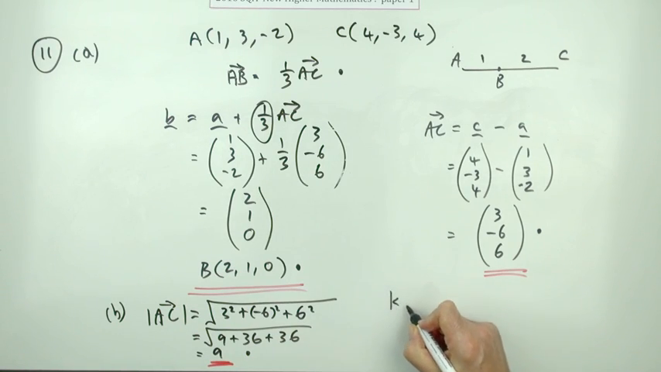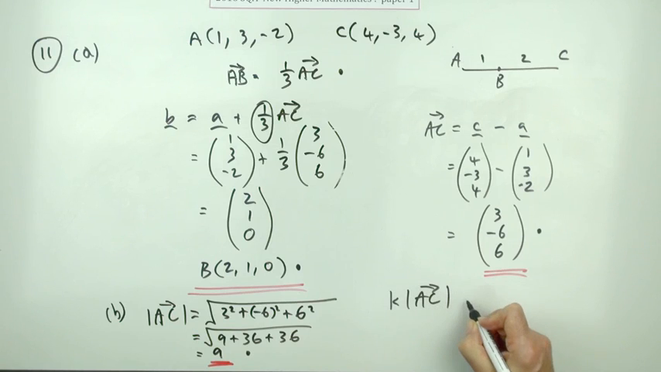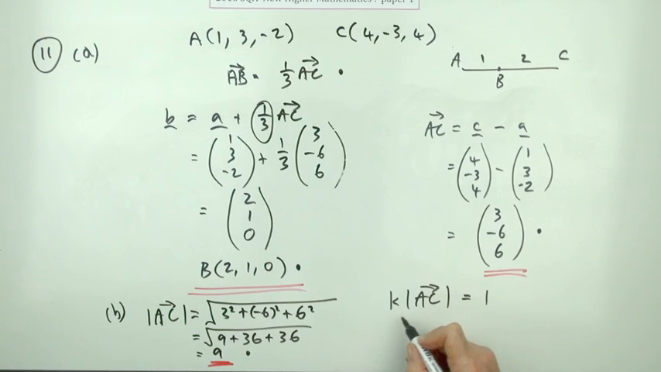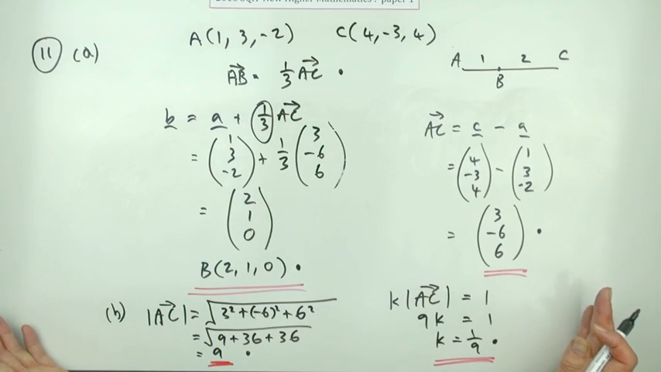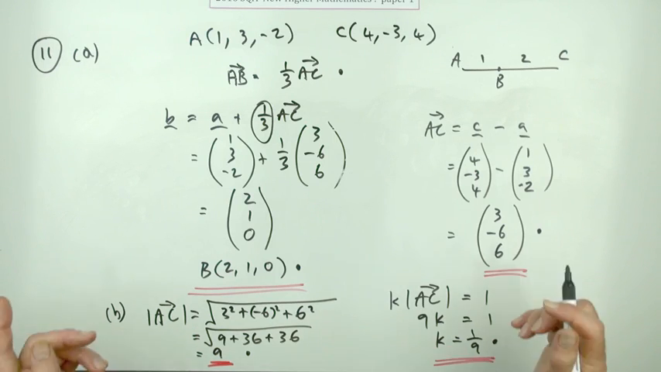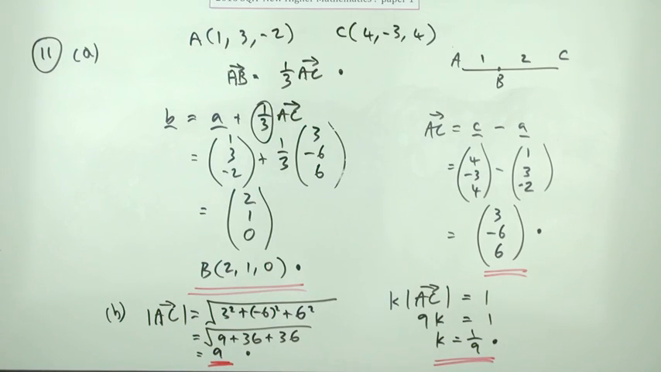So if it says K times the magnitude of AC should equal 1, that means K times 9 should equal 1, since the magnitude of AC is 9, which means K equals a 9th. And that's the third mark. Of course, this question was equivalent to saying, find a unit vector parallel to AC. And that unit vector would be 1/9 of this vector.